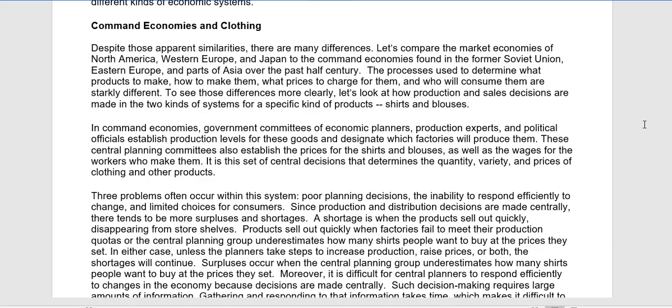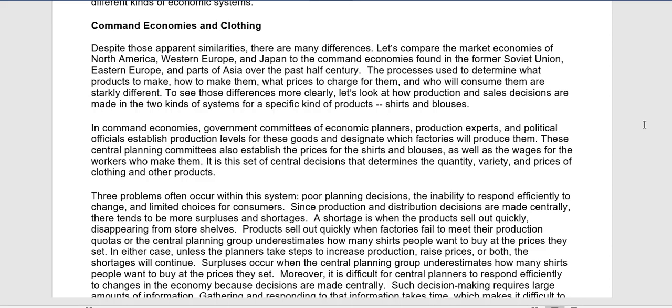To see those differences more clearly, let's look at how production and sales decisions are made in two kinds of systems for a specific kind of product: shirts and blouses. In command economies, government committees of economic planners, production experts, and political officials establish production levels for these goods and designate which factories will produce them. These central planning committees also establish the prices for the shirts and blouses, as well as the wages for the workers who make them.